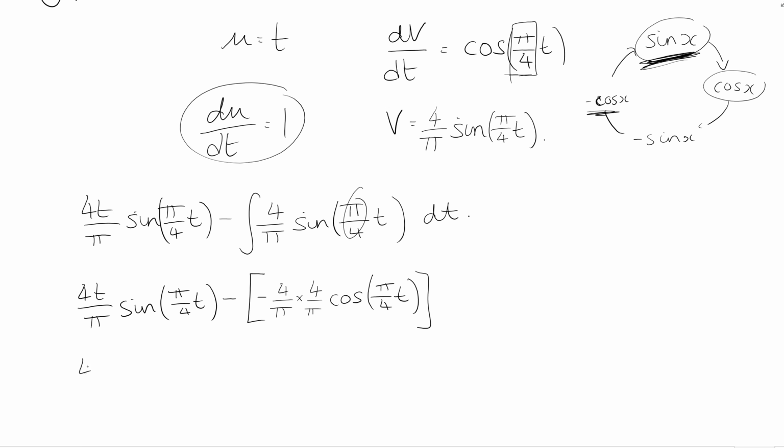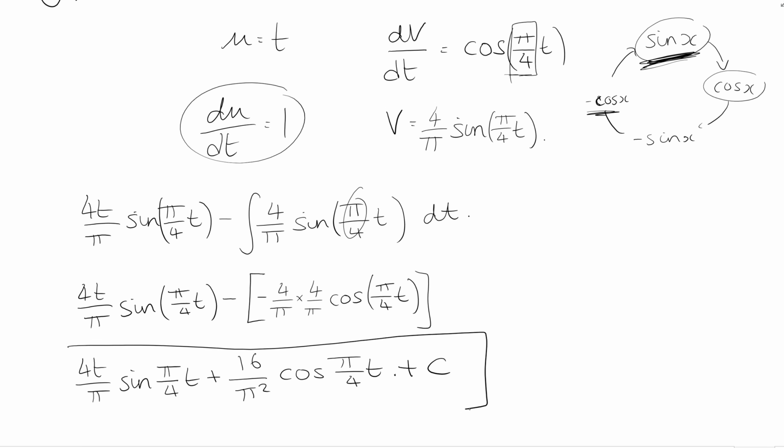So final answer, 4t over pi sine pi by 4t. Minus a minus is a plus. I've got 16 over pi squared, timesing those things together, cos pi by 4t. And have I got limits? No, I don't. Plus c. Let's make sure that we do everything by the book.